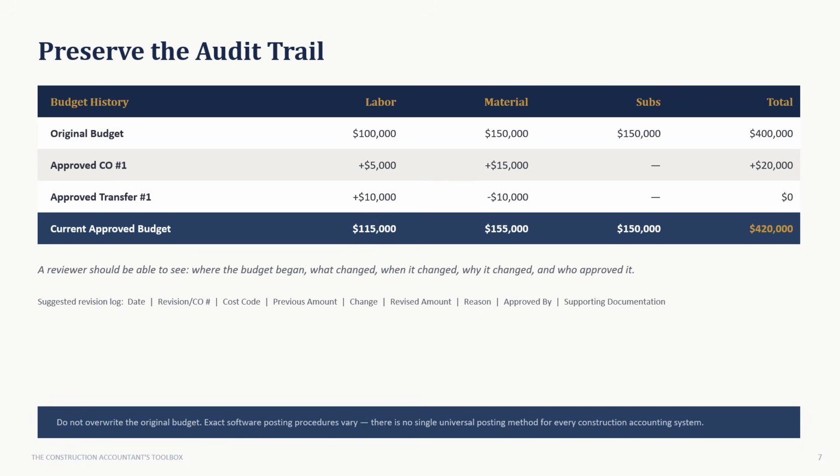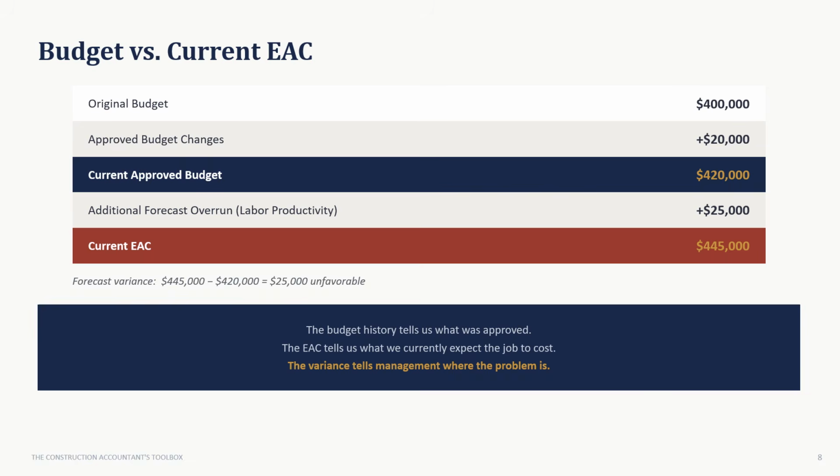A reviewer should be able to see where the budget began, what changed, when it changed, why it changed, and who approved it. A simple revision log, date, revision or CO number, cost code, previous amount, change, revised amount, reason, approved by, and supporting documentation, does the job. Exactly how you post that in your software will vary. There's no single universal method across every construction accounting system.